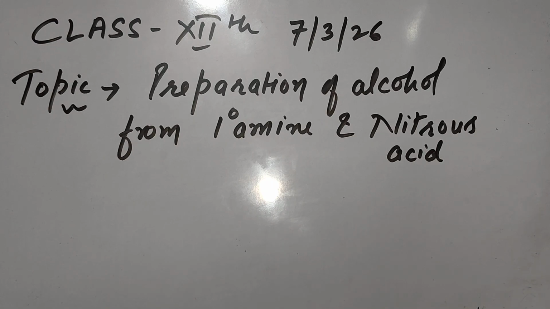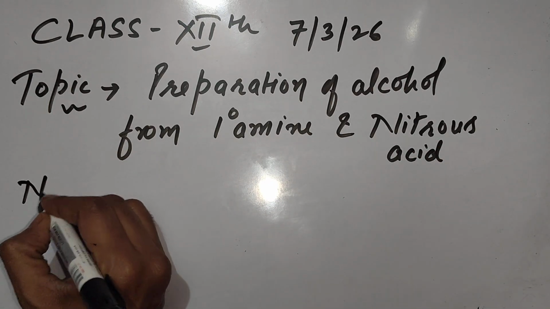Hello everyone, class 12 topic is preparation of alcohol from 1 degree amine and nitrous acid. As you know, we are dealing with the preparation methods of alcohol. So this is the next preparation method. First of all, we need to understand nitrous acid. What is nitrous acid?